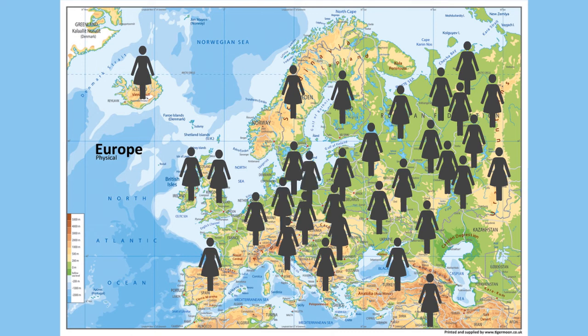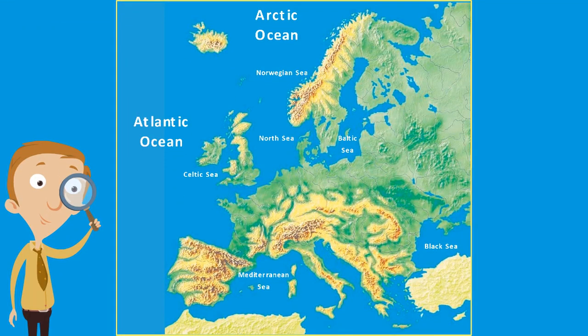Europe is nearly completely surrounded by oceans and seas. Have a look at this map. Can you see some of the oceans and seas that surround Europe? Pause the video and make a list of them.